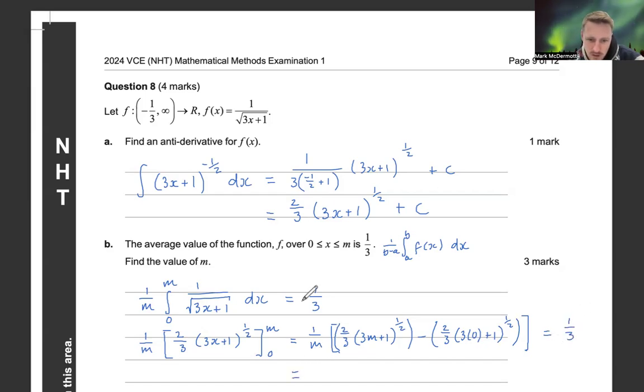Okay, this is getting a bit tricky. So let's see. This is 1 on m multiplied by 2/3. This doesn't really change. 3m plus 1 to the 1/2. Okay, hopefully this goes away. So this is just 1 to the power of a half, which is just 1. 2/3 times 1 is minus 2/3. That equals 1/3. Okay, I need more space.